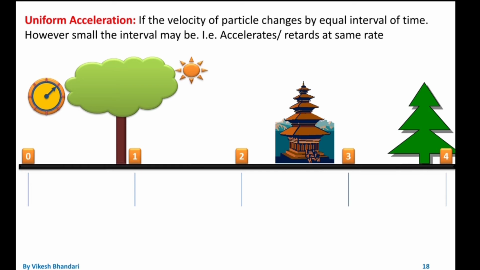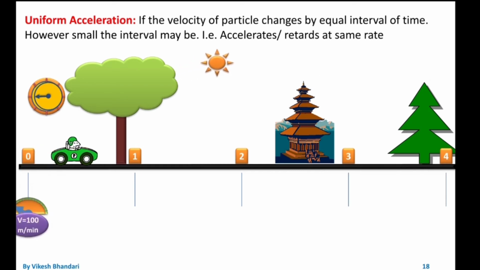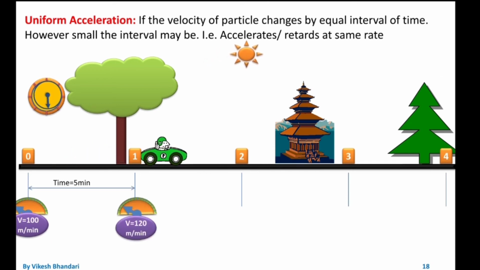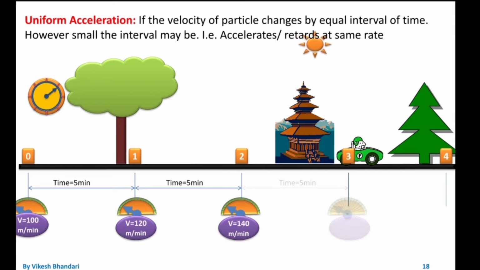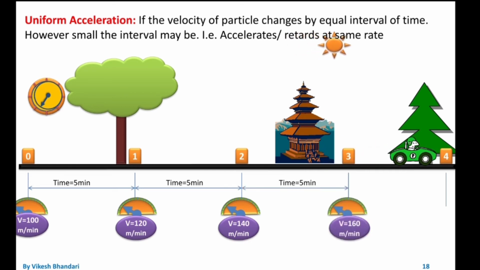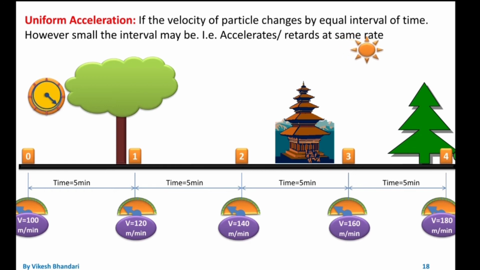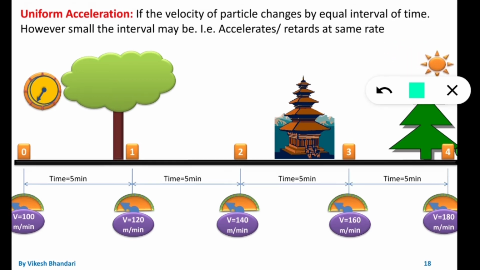I will show how it is. The car is moving at a velocity of 100 meter per minute. Then after 1 kilometer it is 120 meter per minute. After another kilometer in 5 minutes it is 140 meter per minute, and after 3 kilometers in 5 minutes it is 160 meter per minute. At last it covers the 4th kilometer in 5 minutes and v is equal to 180 meter per minute. What happens here?